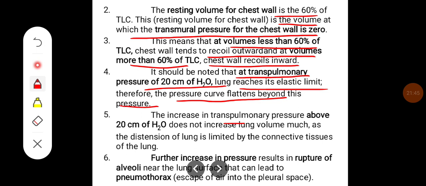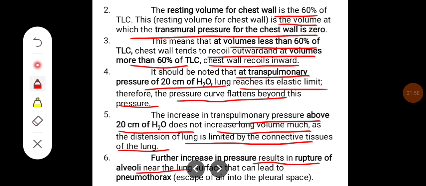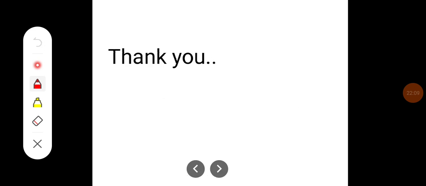The increase in the transpulmonary pressure above 20 centimeters of water does not increase the lung volume much, as the distension of the lung is limited by the connective tissue of the lung. Further increase in the pressure results in the rupture of alveoli near the lung surface that can lead to pneumothorax, that is, escape of air into the pleural space. So this is all about the different lung volume capacities and the compliance of the lung in brief.